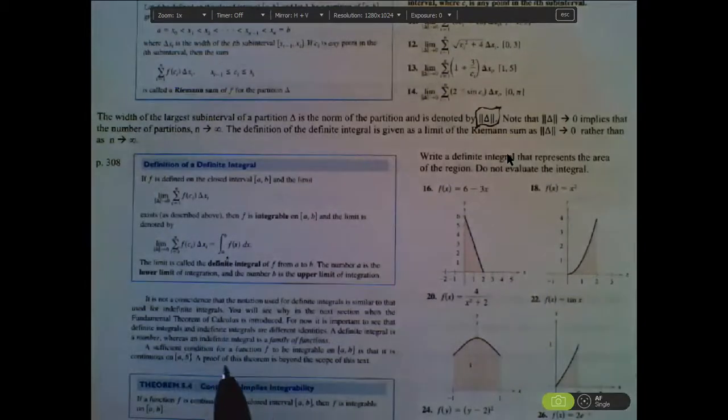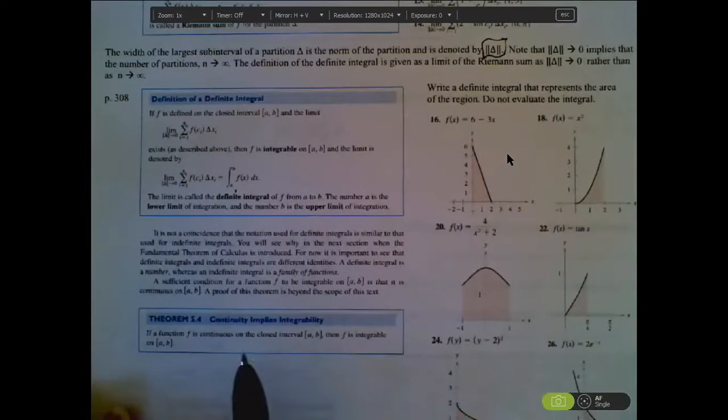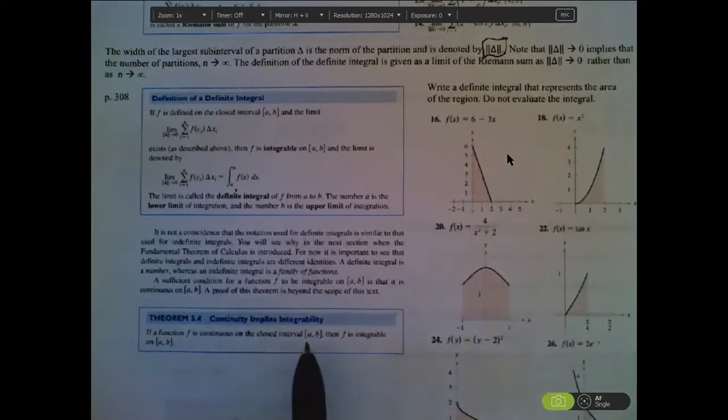A sufficient condition for a function to be integrable on an interval from A to B is just that it's continuous from A to B. If you have a function that's continuous on the closed interval from A to B, then the function is integrable from A to B.